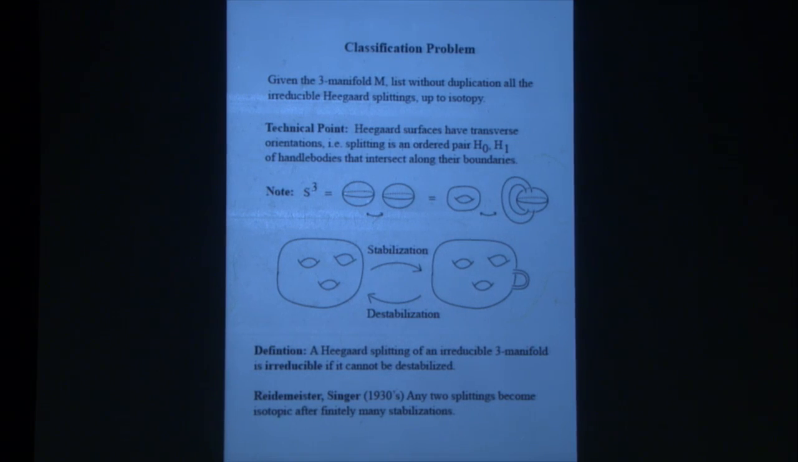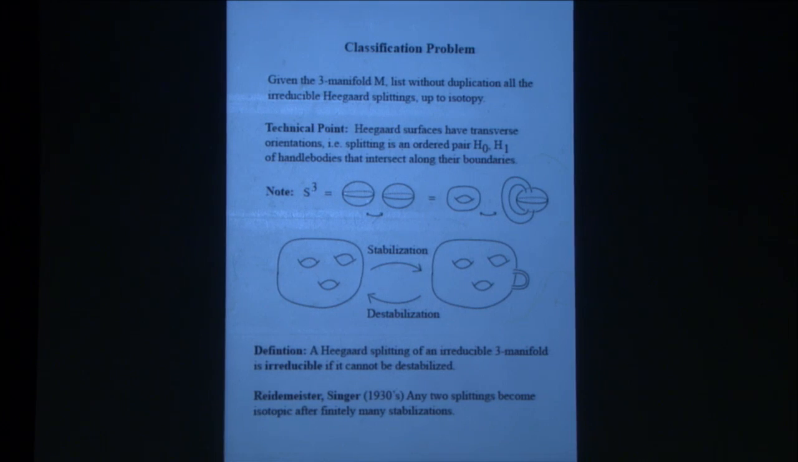Since we're talking about irreducible three manifolds, a Heegaard splitting is said to be irreducible if it can't be destabilized. And a classic fact that goes back to the 30s, independently by Reidemeister and Singer, is that if you take any two Heegaard splittings, and you add enough trivial handles to one and enough trivial handles to the other, then they become isotopic.